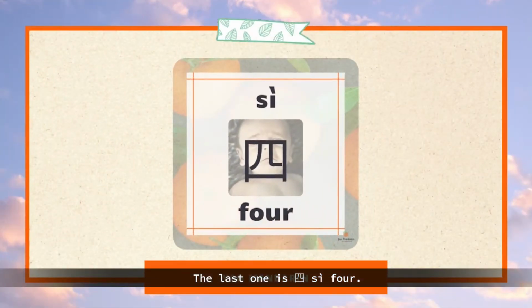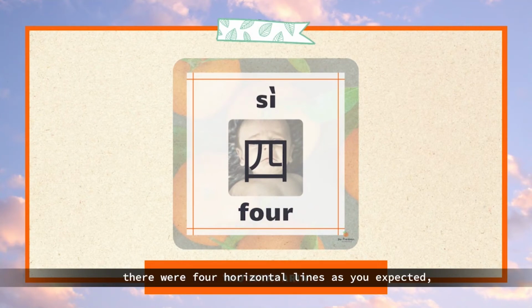The last one is 4. In ancient times, there were 4 horizontal lines as you expected, but it is not 4 horizontal lines now. It looks like a sad face to me, and 4 sounds similar to death, 死 in Chinese. Therefore, people consider 4 as not a lucky number. For example, the 4th floor houses are cheaper than the others, or you cannot find the 4th floor in any hospital.